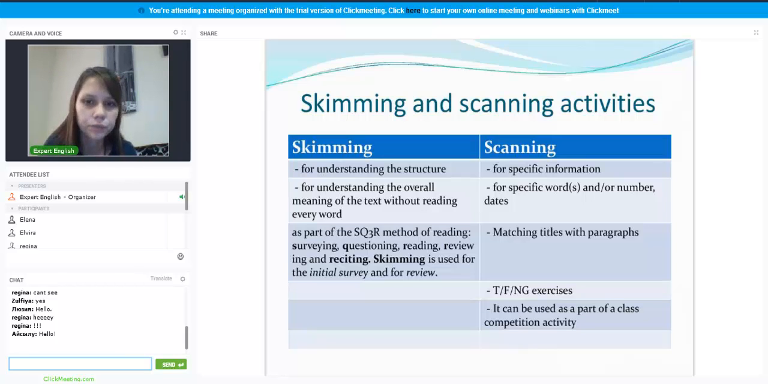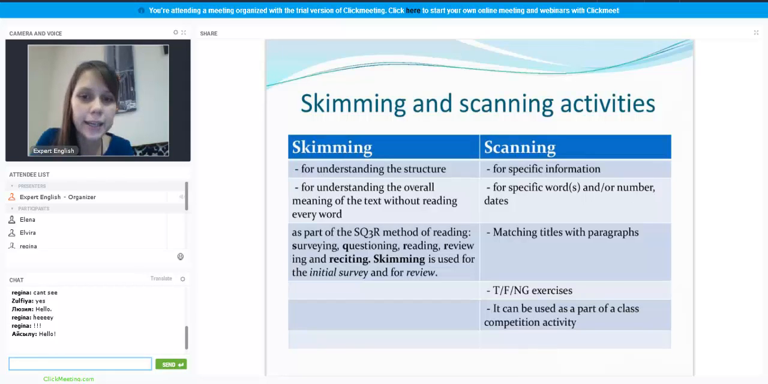It is also very important not to skim here, but to scan, because students can get mixed up with some ideas and they can really skip something. As for true, false, not given exercises, scanning is also an essential way of dealing with such tasks.